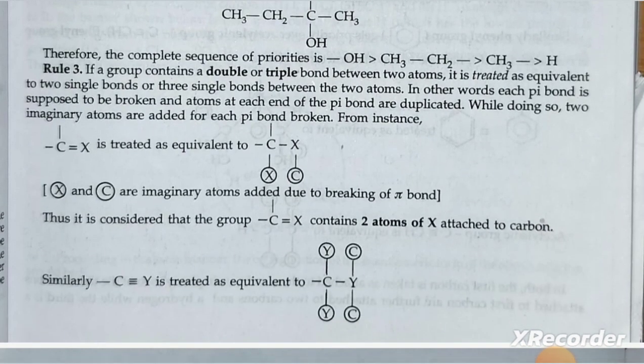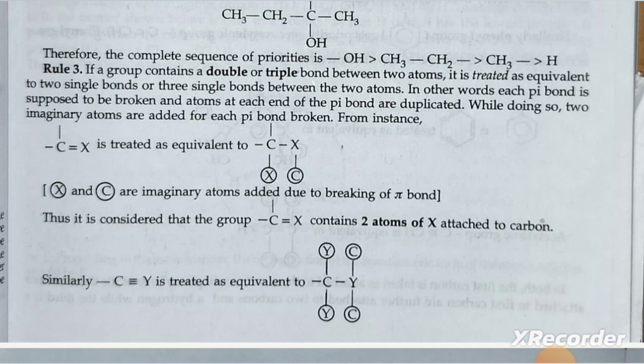Rule 3. If a group contains a double or triple bond between two atoms, it is treated as equivalent to the single bond or the three single bonds between the two atoms. In other words, each pi bond is supposed to be broken and the atoms at each end of the pi bond are duplicated. While doing so, two imaginary atoms are added for each pi bond broken. For instance, C double bond X is treated as equivalent to C single bond X attached with the carbon.